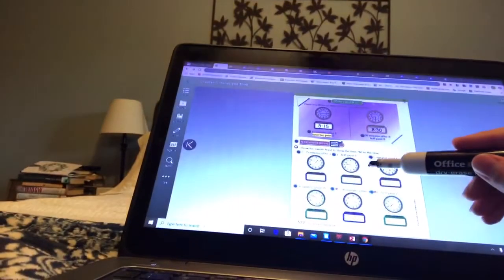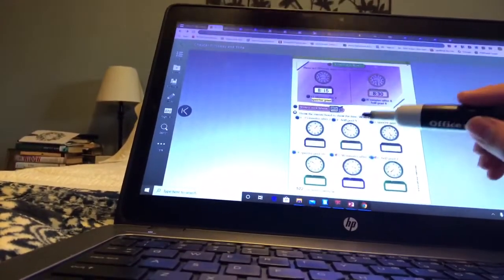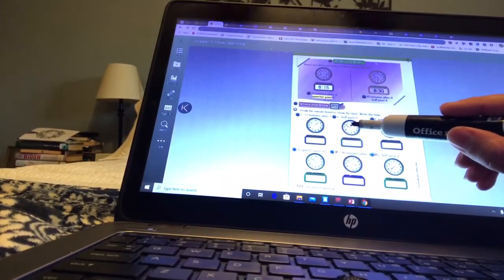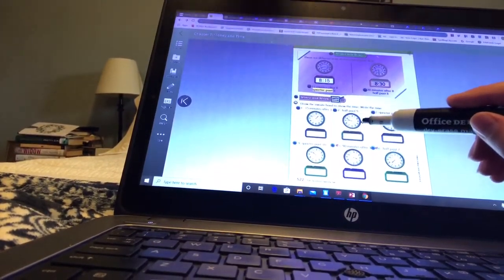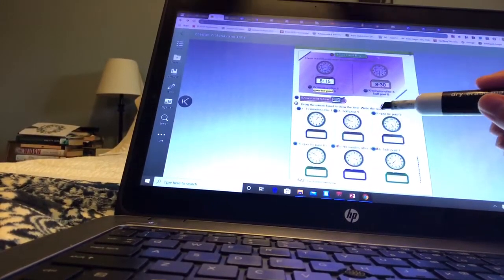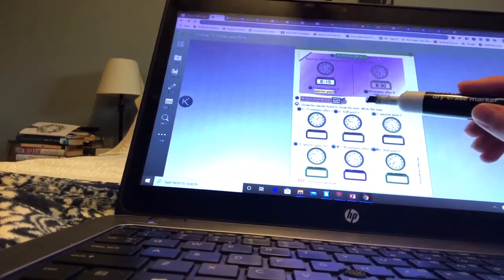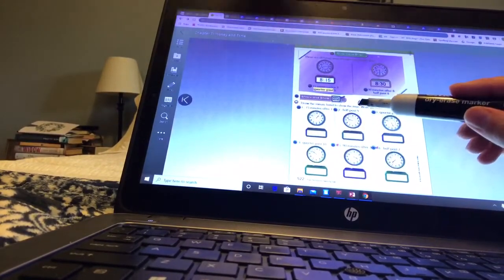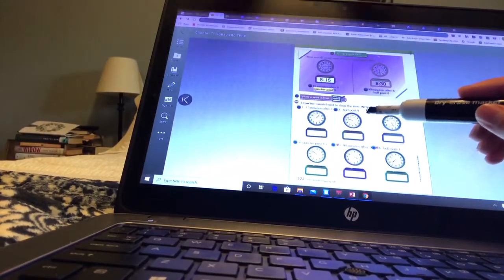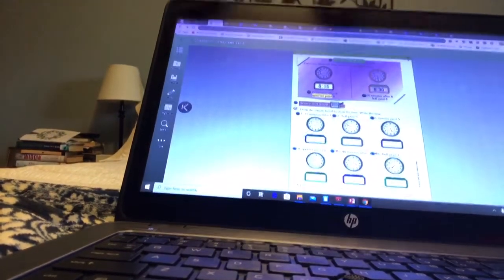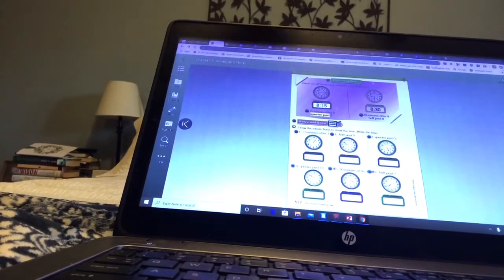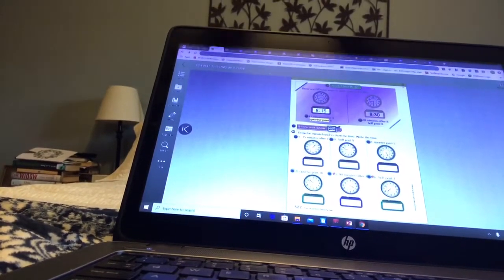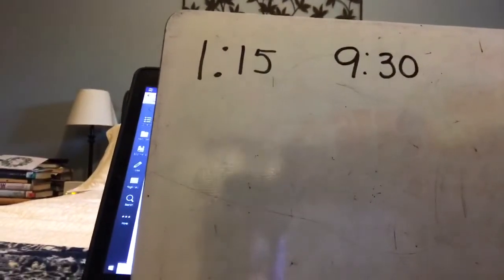For the second one, it says 9:30. So my hour hand is between the 9 and the 10, and my minute hand has to go halfway around the clock. And I know half of 60 is 30, a half an hour. 0, 5, 10, 15, 20, 25, 30. So my time would be 9:30. It would look like that.